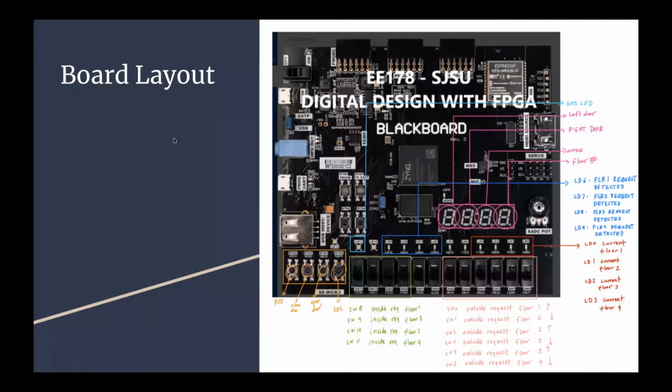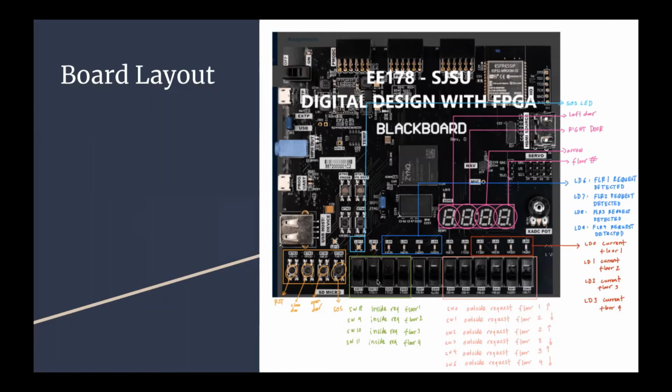And to go over the board layout, we'll go from left to right. Starting at the furthest left, we have the buttons going from here. The button 3 would be a simple reset to restart the board. Button 2 would be the option to close the door. Button 1 would be the option to open the door. And lastly, button 0 would be the SOS function.